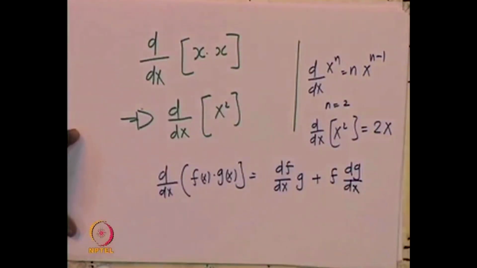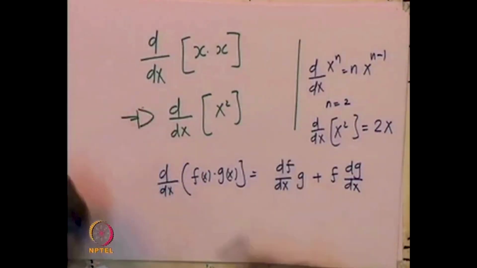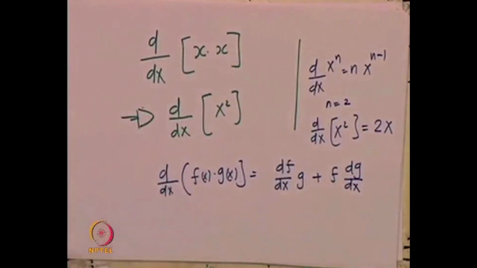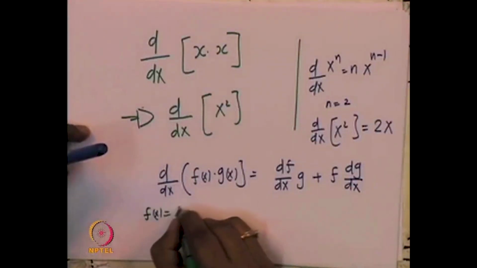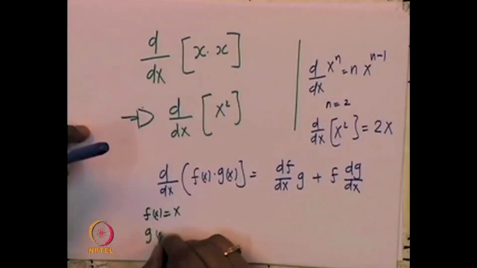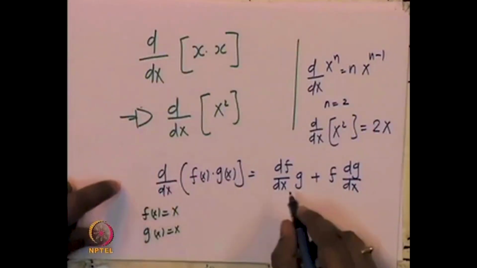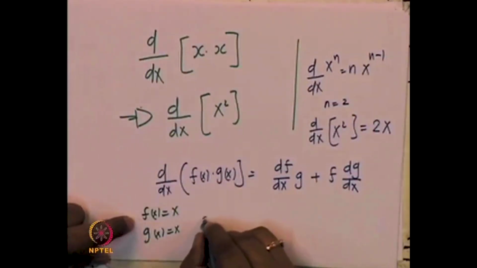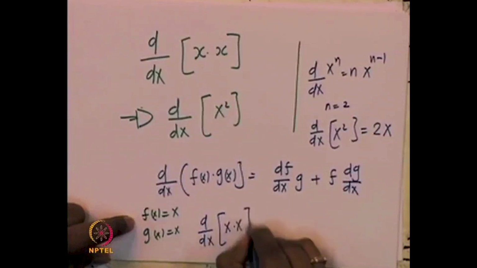So, this is what we learned. Now, let us apply this. In today's example, the first example we took is f of x is x and g of x is x. So, this is x into x. Now let us say we are going to find out d by dx of x into x.